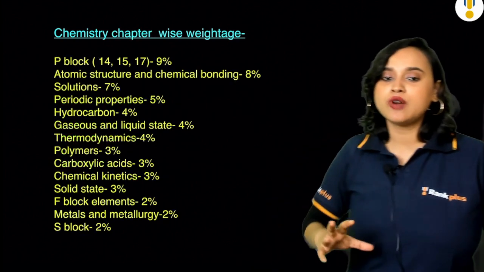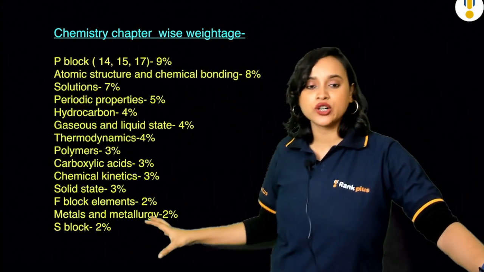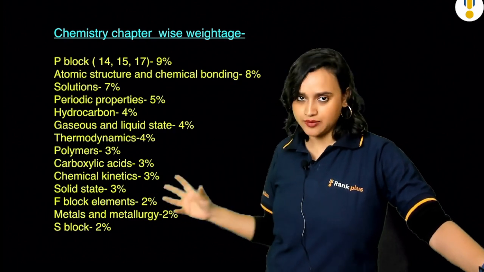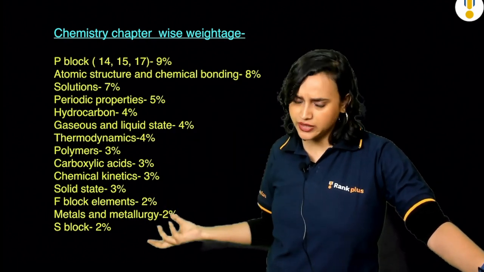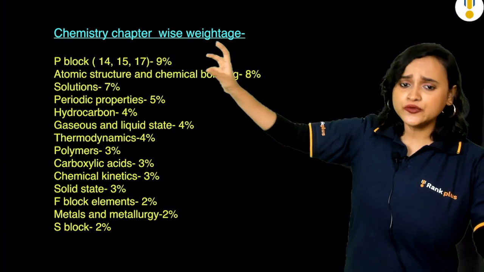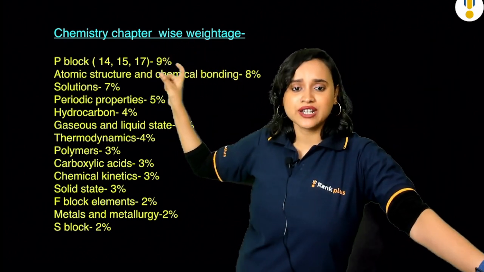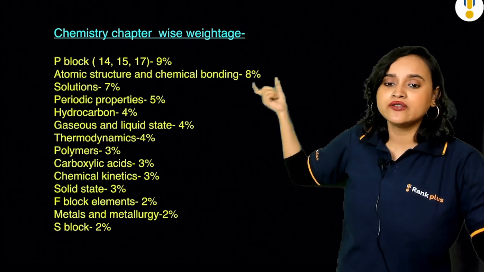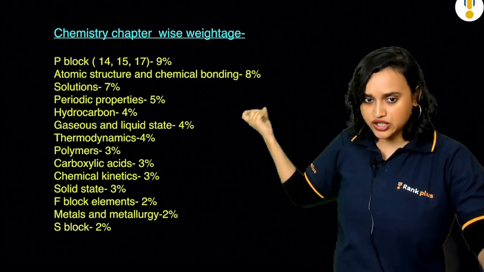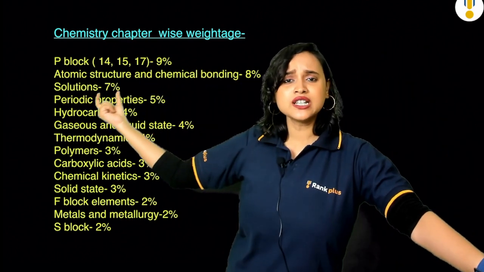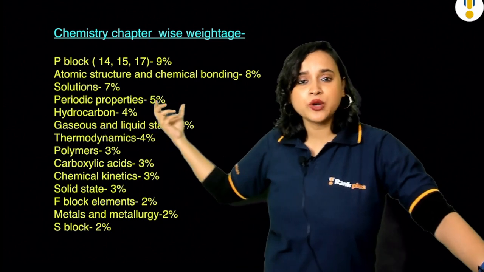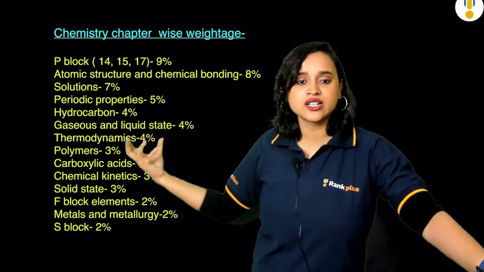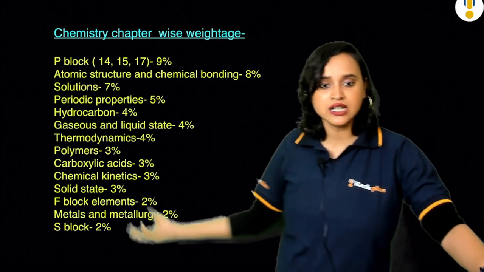Now let us talk about the chapters that are most important and how much percentage of questions you can expect. I'll tell you what each percentage also means, right? Okay. So from P block, you can expect 2 to 3 questions. That is why it's 9% written. Atomic structure and chemical bonding will give you 8%. So 2 to 3 questions again. Solutions may 7%. Periodic properties will give you 5%. Hydrocarbons will be 4%. Gaseous and liquid state will be 4%.